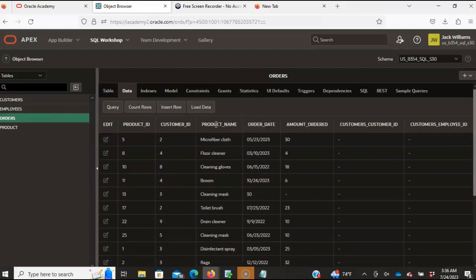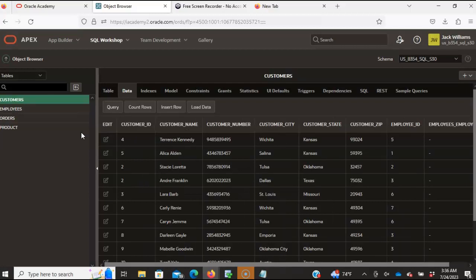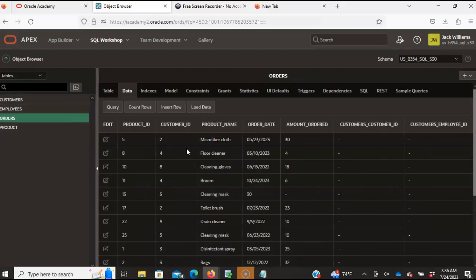And then orders, the customer ID. So for this order, this is the right one. Product ID would be microfiber cloth. Product ID is 5, customer ID 2. So the customer, Andre Franklin, would have been the buyer of this. That was another relation.